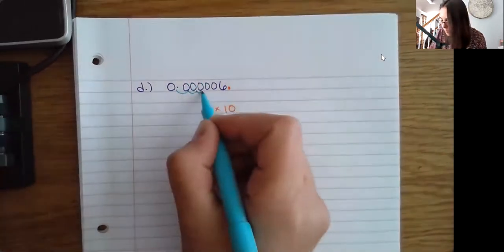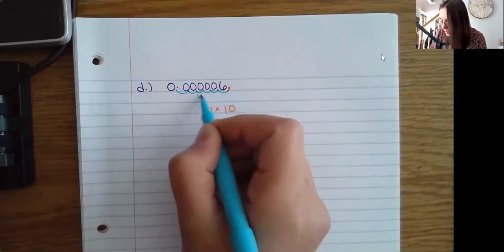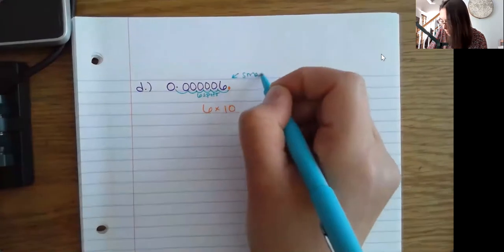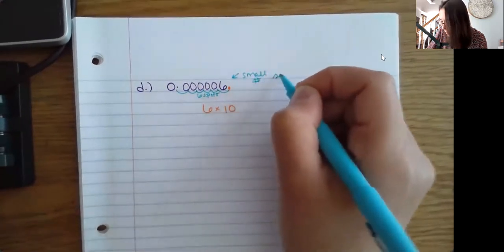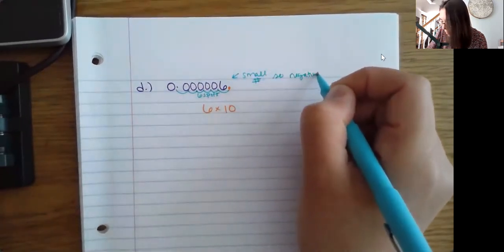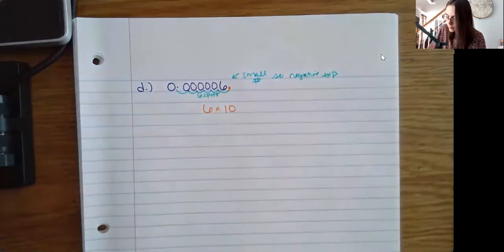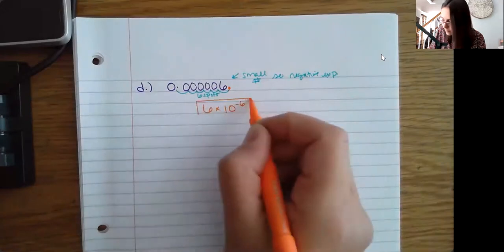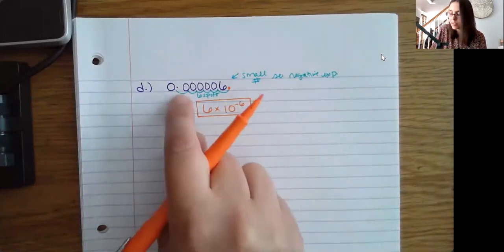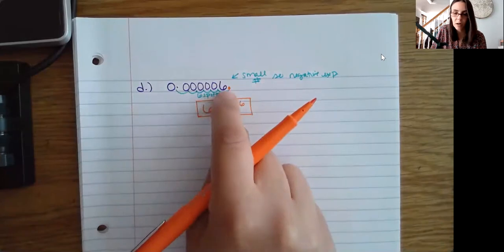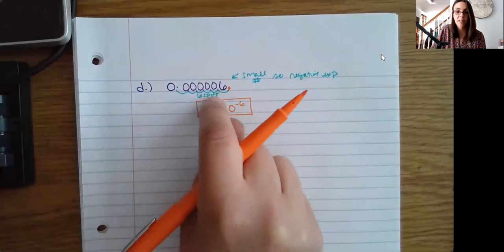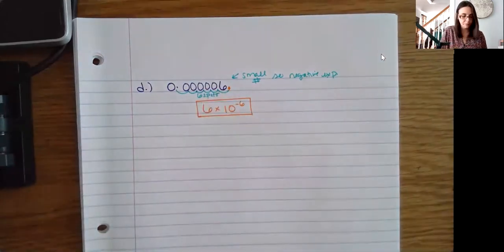And then I moved it 1, 2, 3, 4, 5, 6 spots. And my original number was small, so I'm going to use a negative exponent. So negative 6. It's not always the case that the number of spots equals your final number. It just happened to work out here. So this 6 is because of this number 6, and that 6 is because I had to move the decimal 6 places.